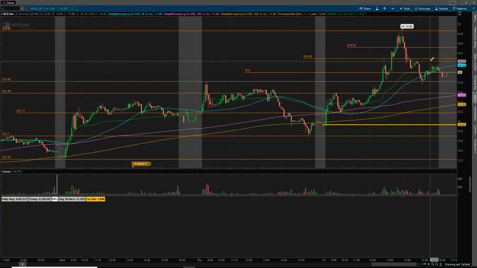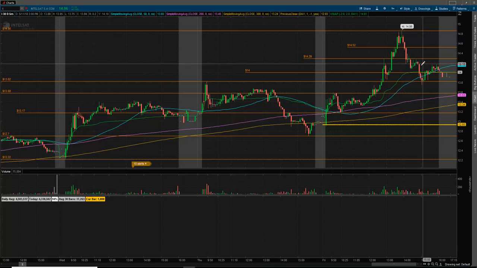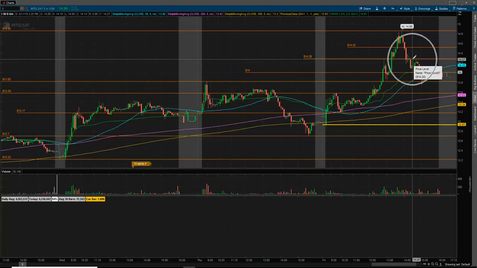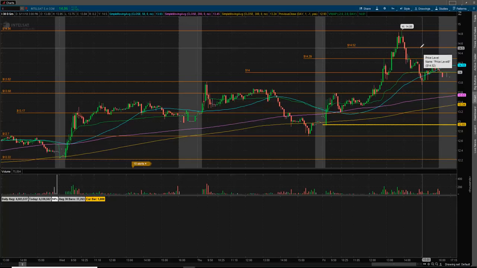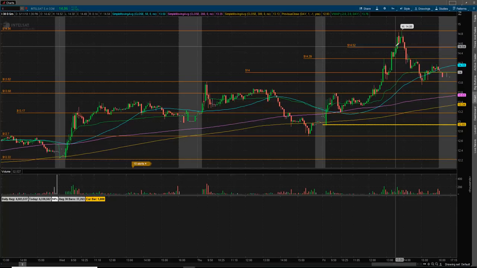What I would love to see, me personally, is, I don't know if it's going to break 14.86. I would love to see a little spike into this 14.29 area, get rejected, and then I would like to go short personally. But I don't know. We'll see. But if it can hold, let's say, above 14.29, go long. And then the next key level here is this 14.52. There's some consolidation here, and then 14.86.